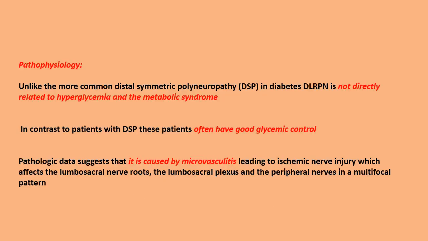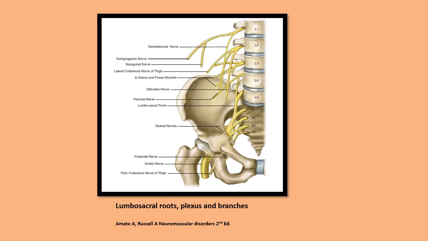Pathophysiology. Unlike the more common distal symmetric polyneuropathy in diabetes, DLRPN is not directly related to hyperglycemia and the metabolic syndrome. In contrast to patients with DSP, these patients often have good glycemic control. Pathologic data suggests that it is caused by microvasculitis leading to ischemic nerve injury, which affects the lumbosacral nerve roots, the lumbosacral plexus, and the peripheral nerves in a multifocal pattern. This figure shows the lumbosacral roots, lumbosacral plexus and branches, which is the site of involvement in this condition.